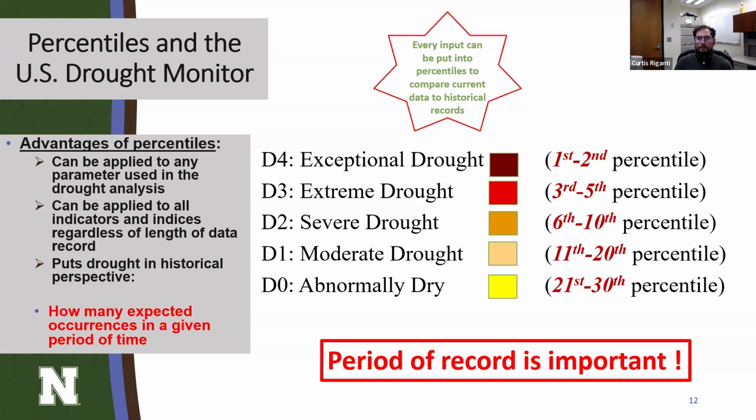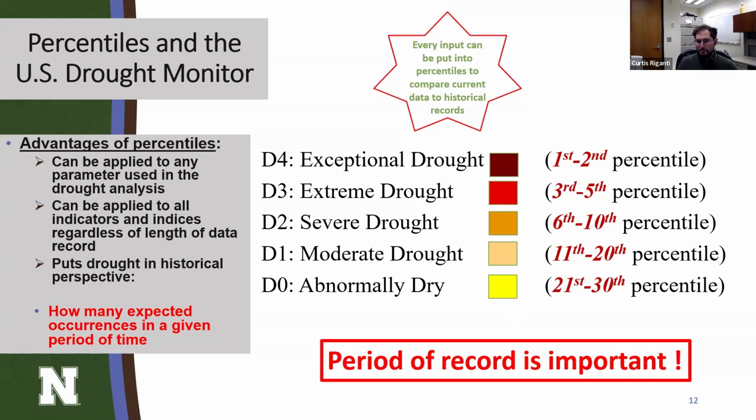Percentiles also then give you some idea of a recurrence interval or how many expected occurrences you could have for both the wet and dry side of data in a given period of time. And so again, each of these drought monitor categories here, with the warmer colors being by definition rarer drought, align with specific ranges of percentiles.